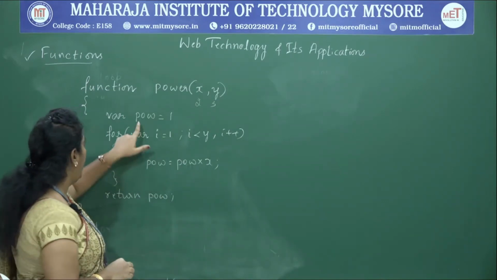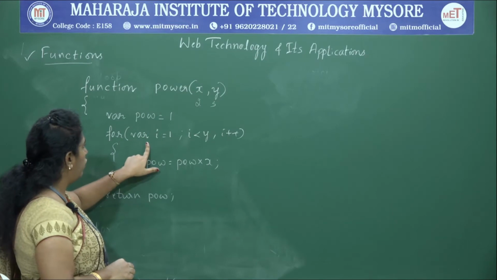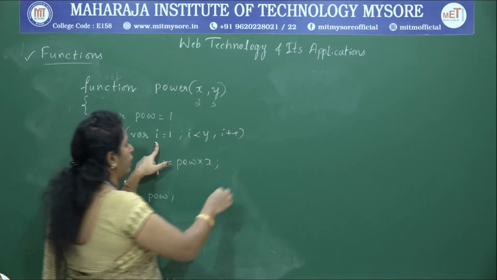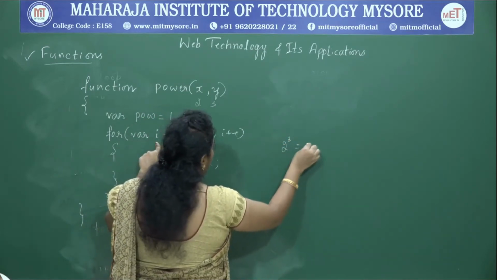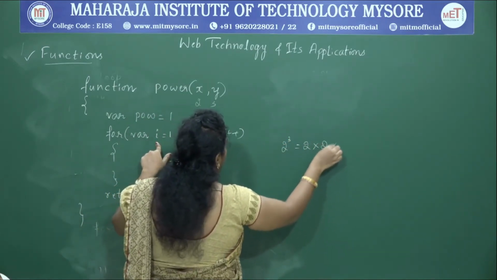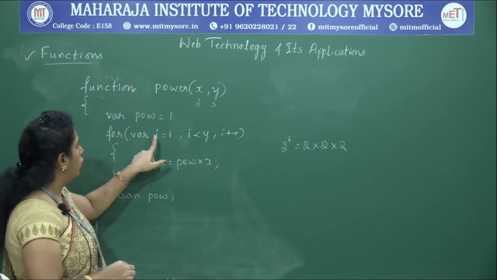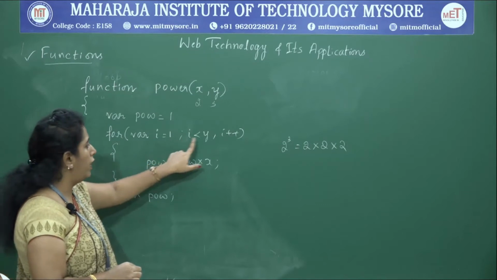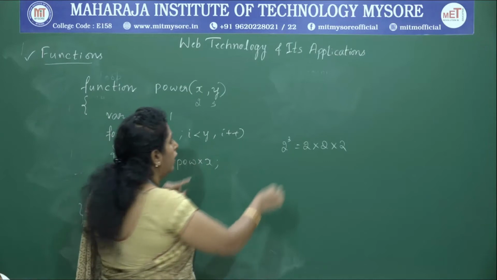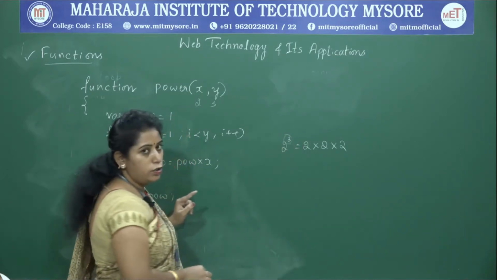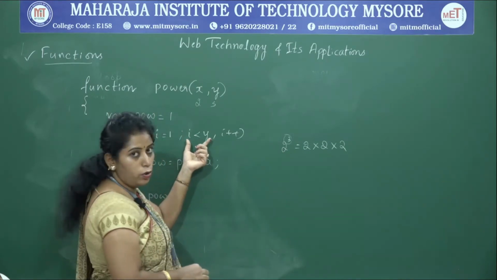Now I have taken one variable power initialized to 1, and inside a loop, how do I find 2 power 3? 2 power 3 means I have to multiply 2 three times, right? To do that I am using a loop. So i begins from 1, i less than y. Why am I taking this variable? Because this is the power, so those many times this base has to be multiplied. So this is controlled by y.